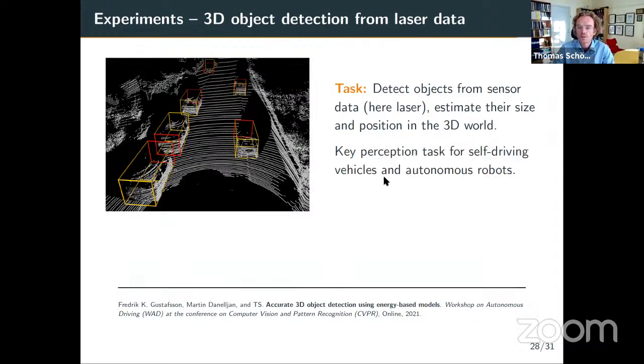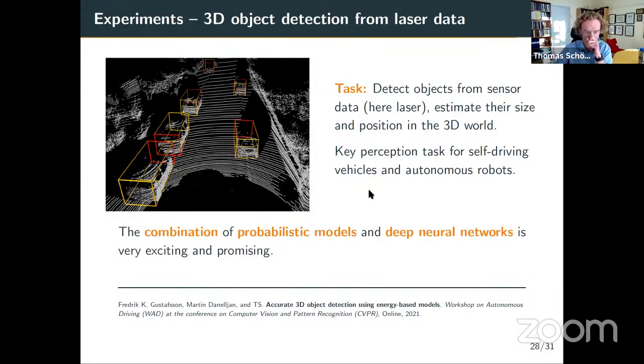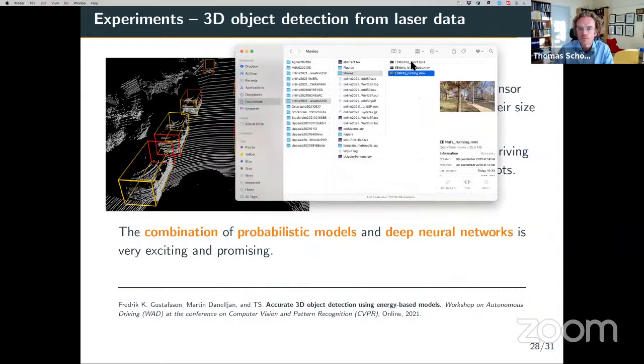And the reason why you want to do this is, as you guess, an important perception task for any self-driving vehicle or robot. And again, shows you, I hope, that combining deep neural networks with probabilistic models is, at least according to me, very exciting and quite promising. And I foresee quite a few new constructions coming up along this line. Let me show you what this looks like when we run it.